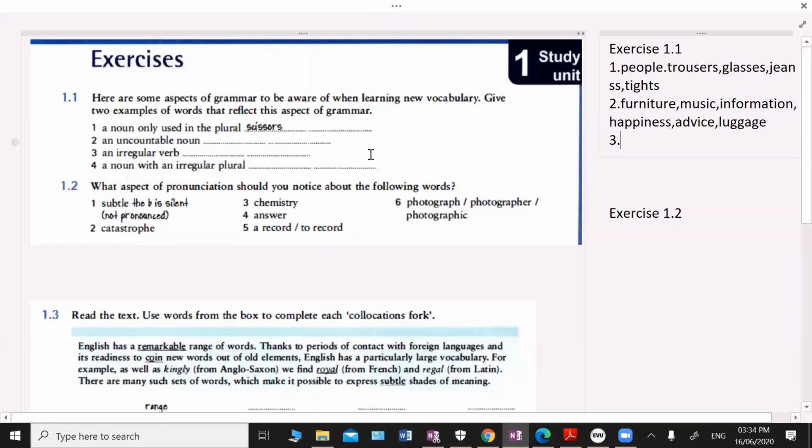No, actually I forgot. Sorry. Number 2, an uncountable noun. Yes. And number 3, an irregular verb. Yes, it can be right. Yeah, that's right. Number 3, right. Eat. Yes. Eat. Okay. Come. Become. Come. Yes. Okay.